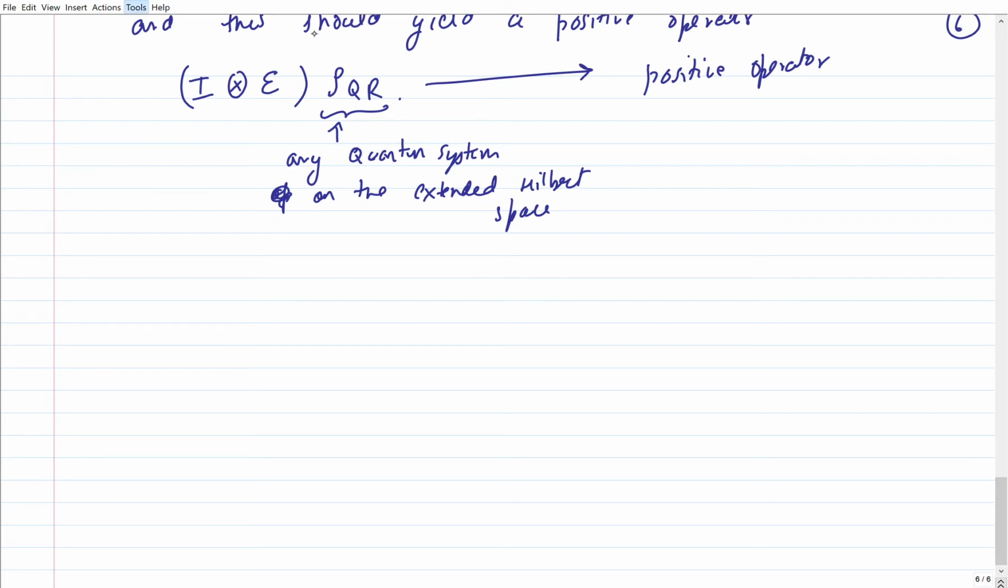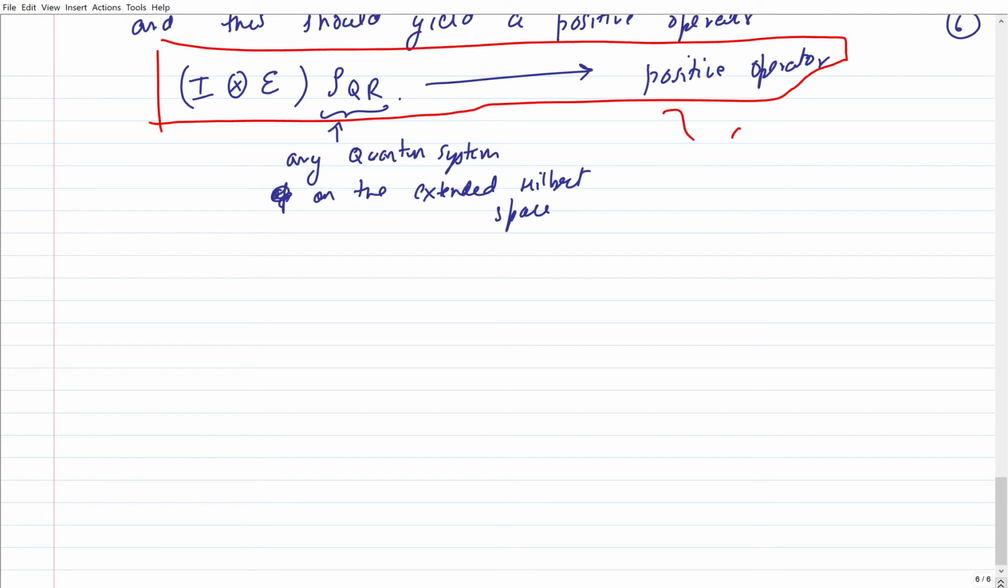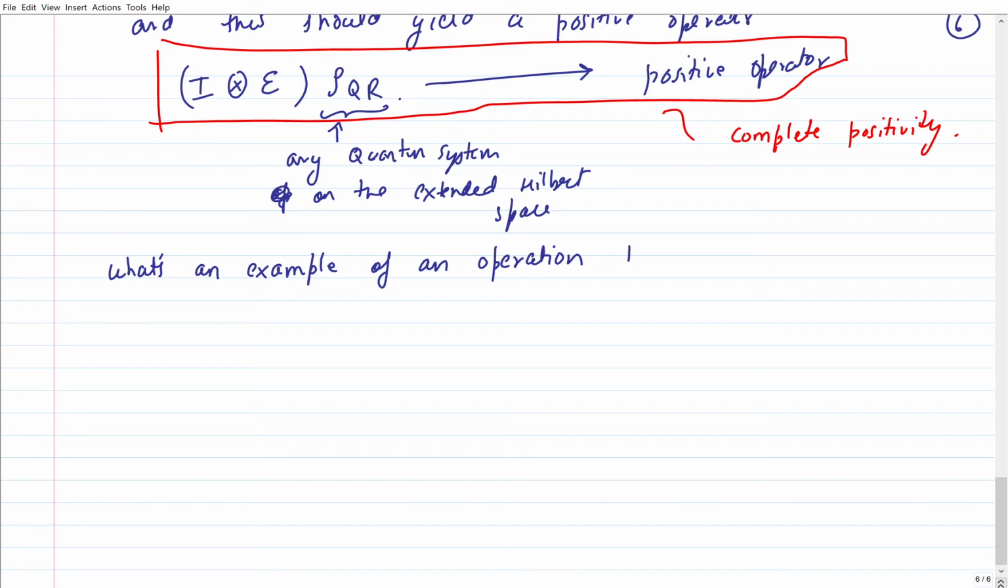So this guy over here is known as complete positivity. So as an example of something that is positive but not completely positive, let's see an example. What's an example of an operation that's positive but not completely positive?